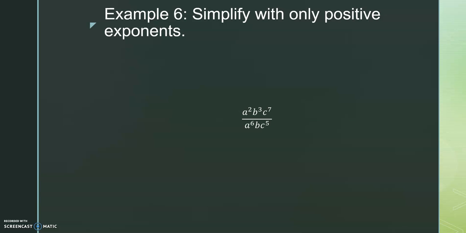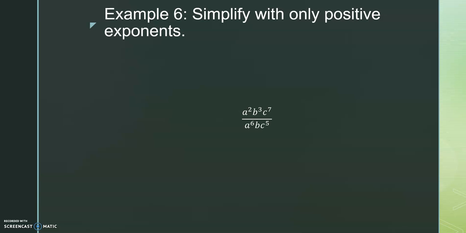A to the second, b to the third, c to the seventh, divided by a to the sixth, b, c to the fifth. There are no negative exponents. We just need to simplify.